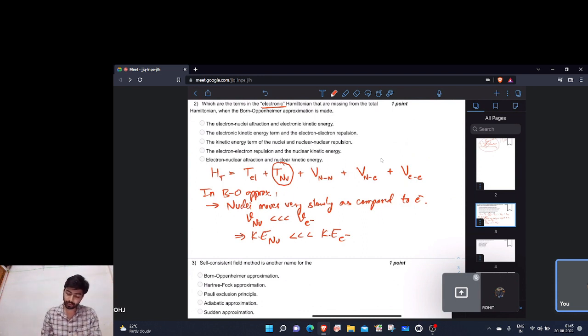The other term that I am considering here is the repulsive potential energy between different nuclei.